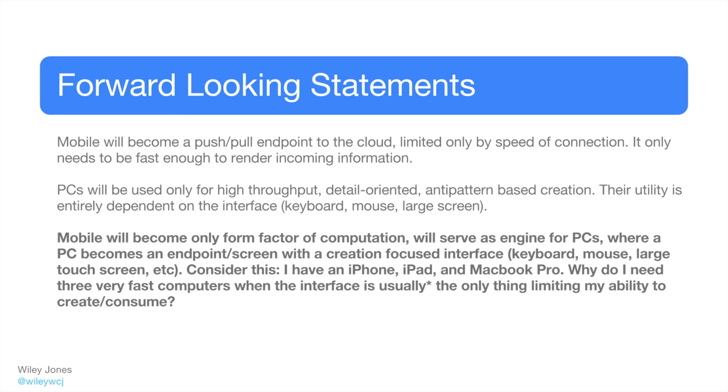It's maybe a little bit fuzzy as far as how the cloud fits into this, but the last point I want to leave with is that if you're walking around with your phone and an iPad and your laptop in a backpack, you have 3 very powerful computers with connections to Wi-Fi and sometimes even data plans where you can connect to the internet via any type of LTE signal if you've got a clear view of the southern sky. Why do you need 3 very fast computers when the interface is usually the only thing limiting your ability to create or consume?